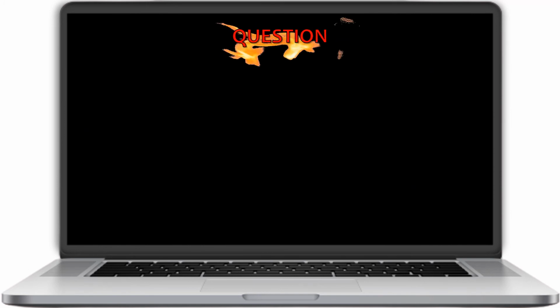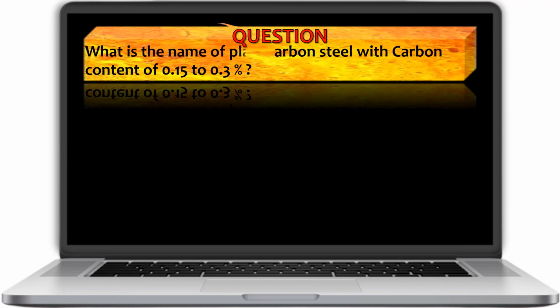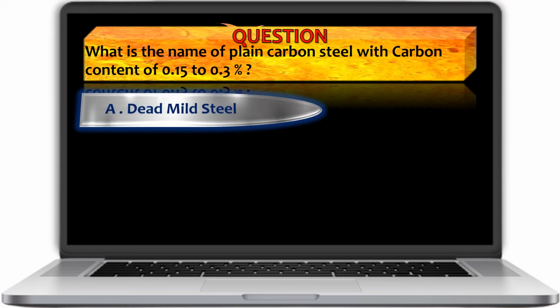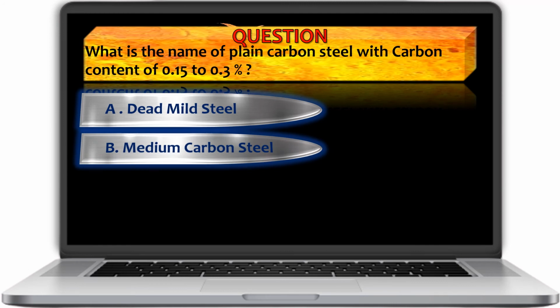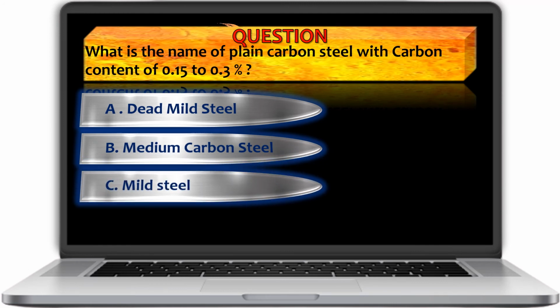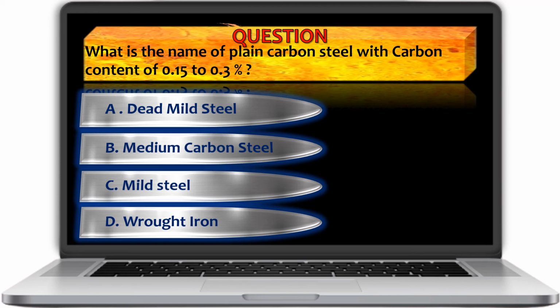Let's test the knowledge we gained from today's topic. Try to answer the following question. What is the name of plain carbon steel with carbon content of 0.15 to 0.3%? Option A. Dead mild steel. Option B. Medium carbon steel. Option C. Mild steel. Option D. Wrought iron. Your time starts now.